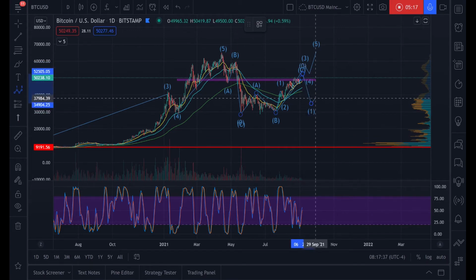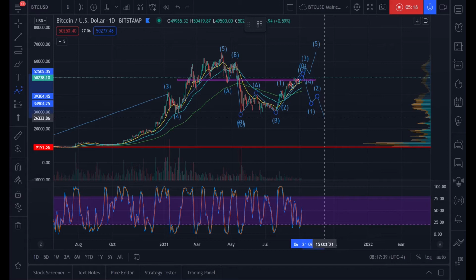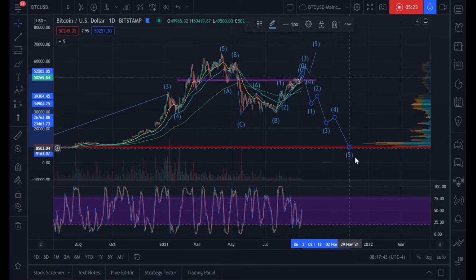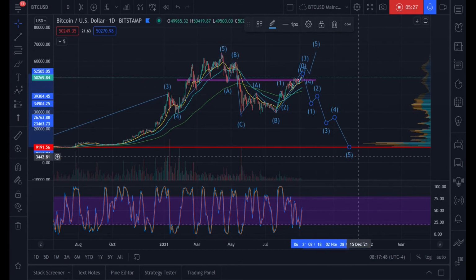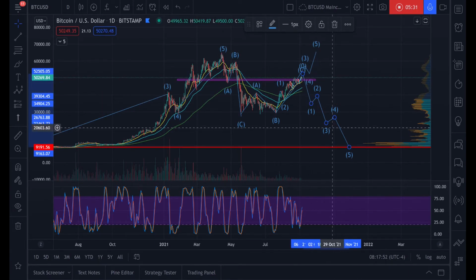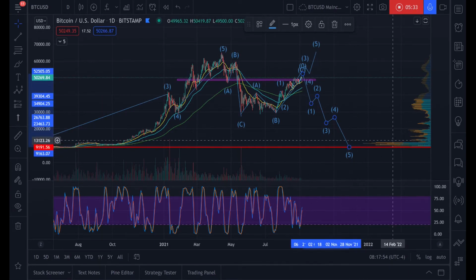A, B. I'm just drawing this out quickly and not too scientifically, but something like that. It's going to be slightly longer than the B wave, okay? And it's going to be in 5 moves. That would most likely take us down to 10,000 or under 10,000.